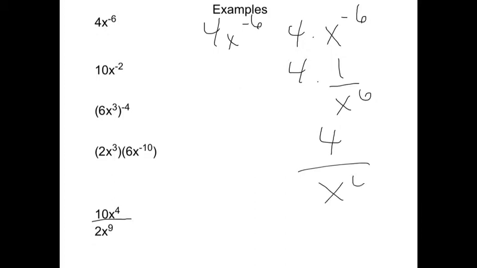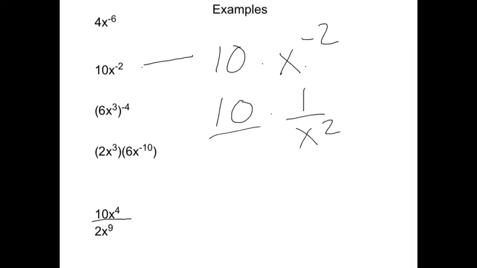And here are some examples of the math behind it, or the math using it. So 4x to the negative 6 is the same as saying 4 times x to the negative 6. The only thing that has the exponent attached to it is the x. So when I take the reciprocal of the base, the only thing that's the base is the x. And then I change the negative exponent to a positive exponent, and I get 4 times 1 over x to the 6th, which is the same as 4 over x to the 6th. So 4x to the negative 6th is the same as 4 over x to the 6th.